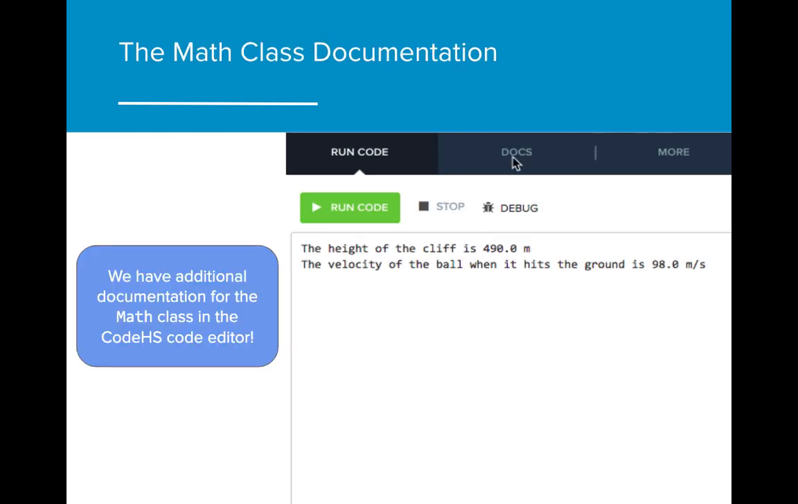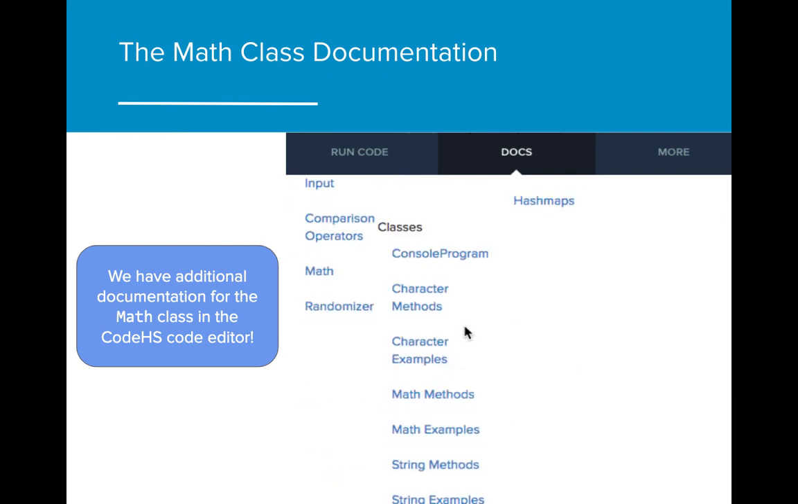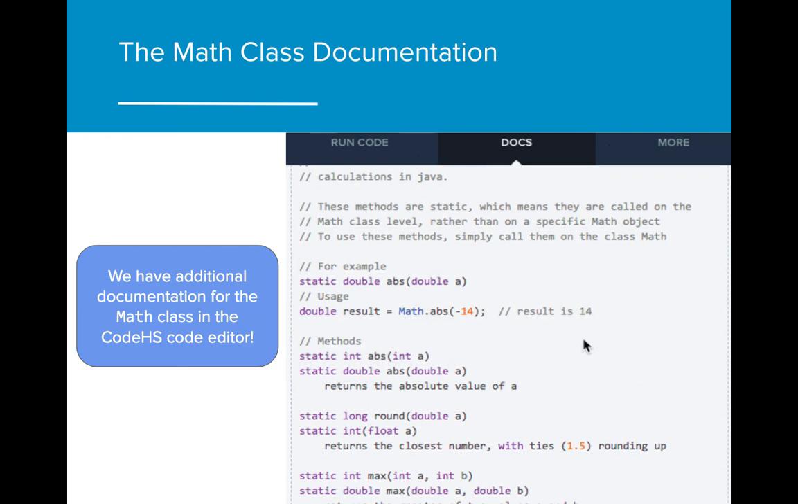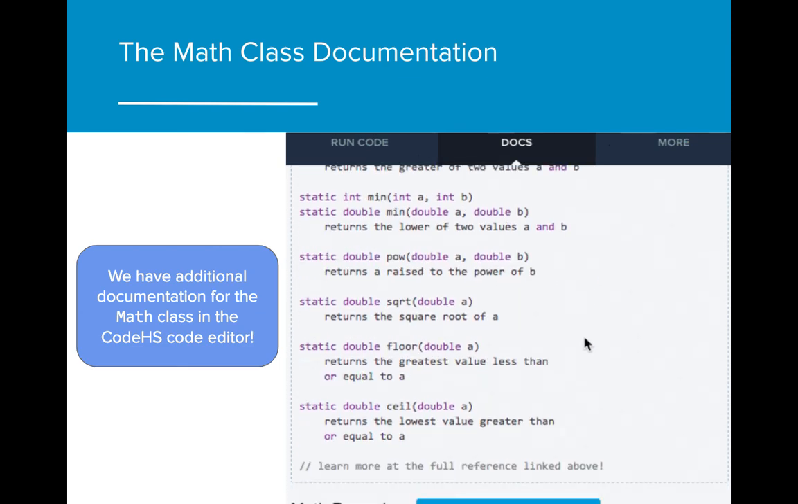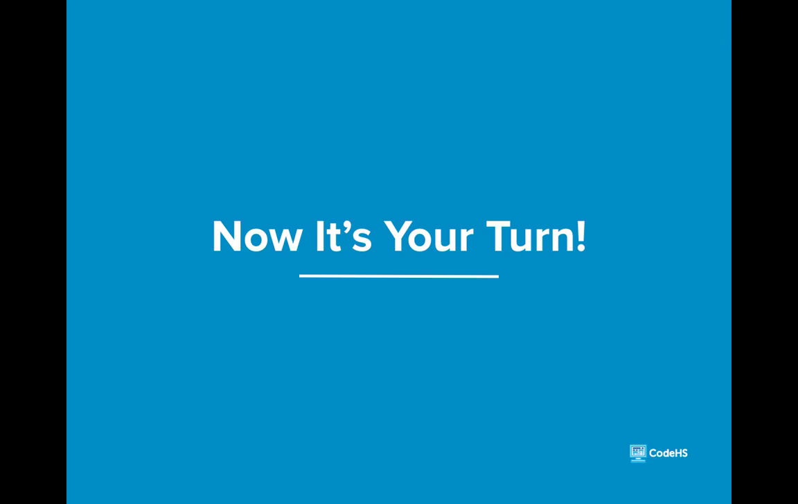To learn more about Math.random or any of the other methods that are included in the Math class, you can find the documentation for them right in the CodeHS editor. Be sure to check the Docs tab for all the Math methods available. Now that you've learned about the Math class and several of its useful methods for evaluating expressions, let's get some practice using them in the editor.